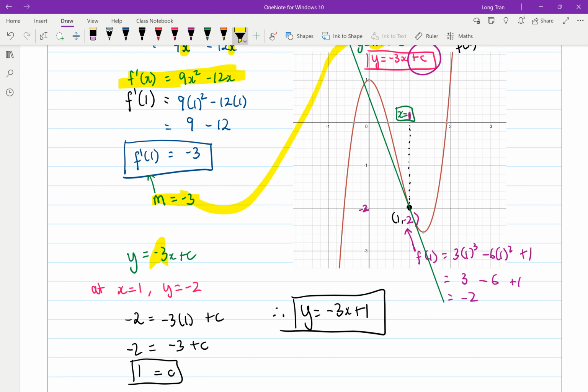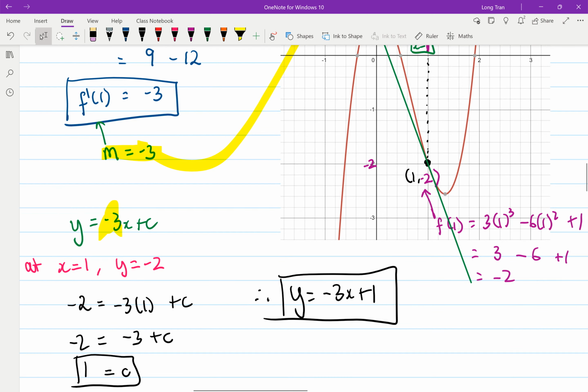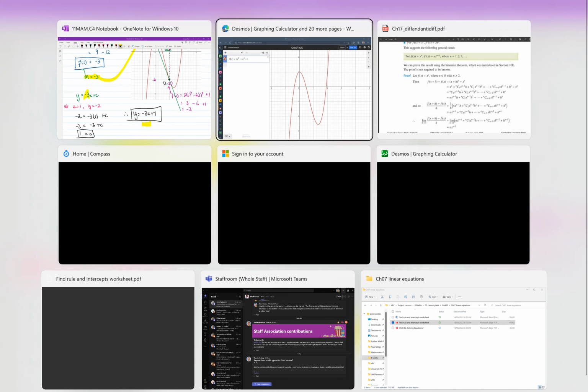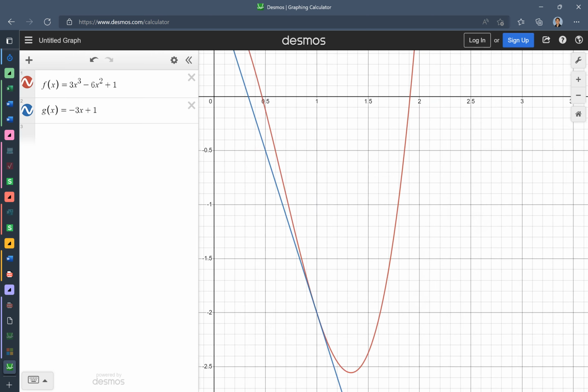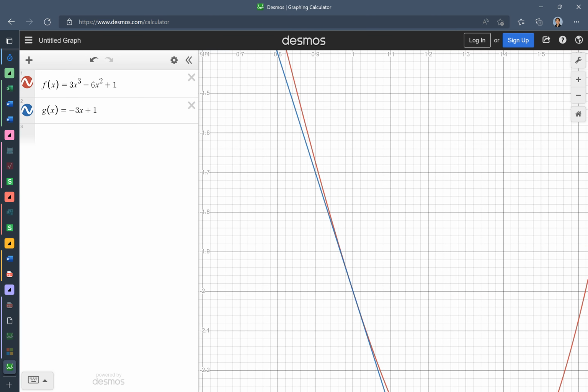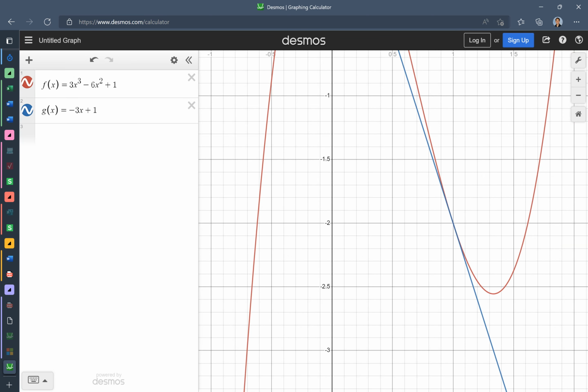So I'll prove it to you now. We apparently said that that straight line should be negative 3x plus 1. So if you watch, I go back to my Desmos, and now we actually type in another equation. I type g of x, a different equation, and I said negative 3x plus 1. Look at where it exactly hits the graph. It's exactly at the point we wanted. That straight line has an exact tangent right here. That was what we calculated.